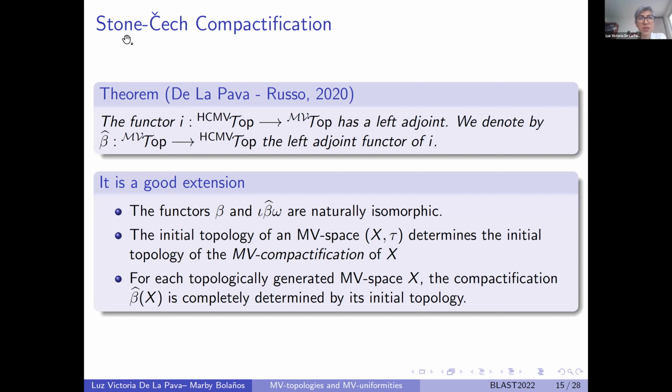We have a Stone-Čech compactification. That is, we showed that the inclusion functor from Hausdorff compact MV topological spaces into MV topological spaces has a left adjoint. And we proved that it is a good extension, in the sense that it extends well the Stone-Čech compactification for classical topologies, and extends well the Stone-Čech compactification for quasi-topologies.